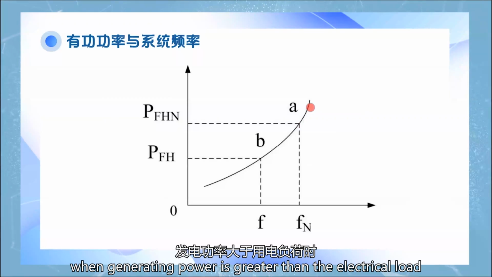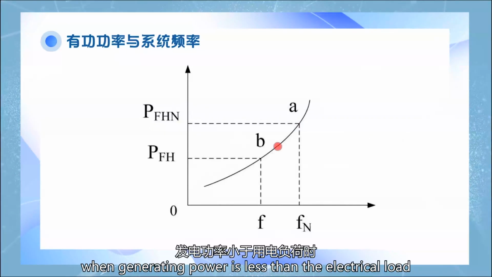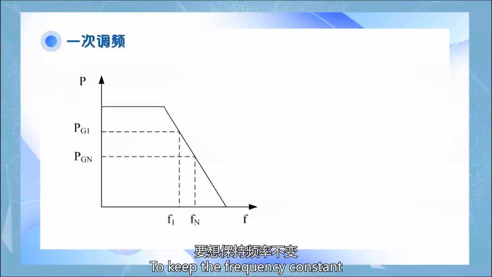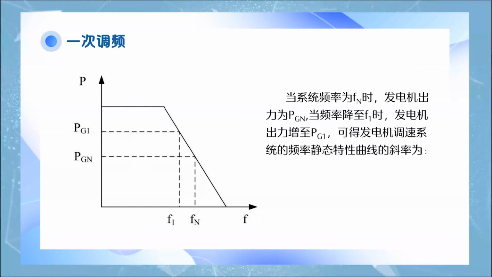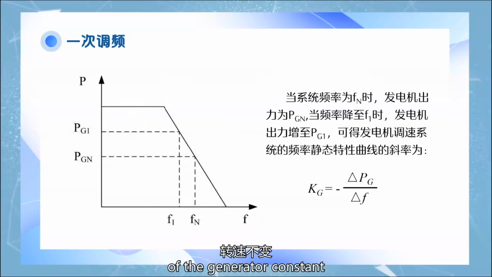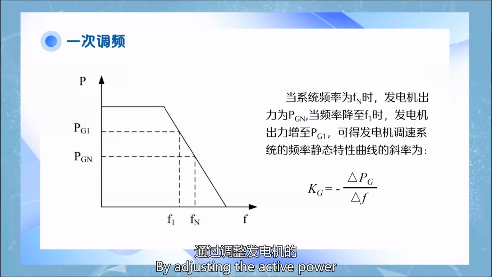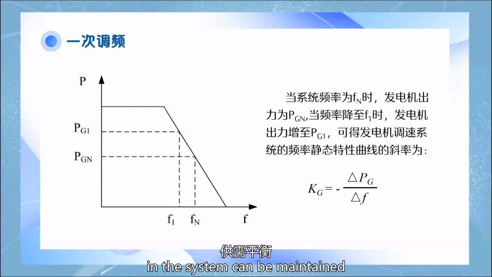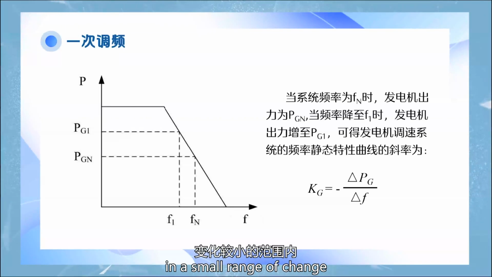When generating power is greater than the electrical load, the grid frequency increases. When generating power is less than the electrical load, the grid frequency decreases. To keep the frequency constant, the rotational speed of the generator must be kept constant. And to maintain the rotational speed of the generator constant, we must maintain a stable load by adjusting the active power of the generator. The balance of power supply and demand in the system can be maintained so that the frequency can be maintained in a small range of change.